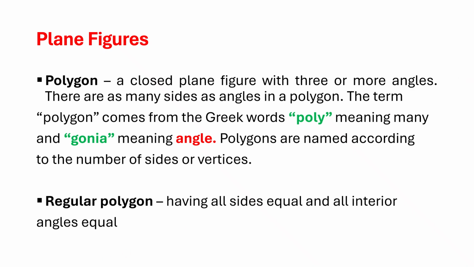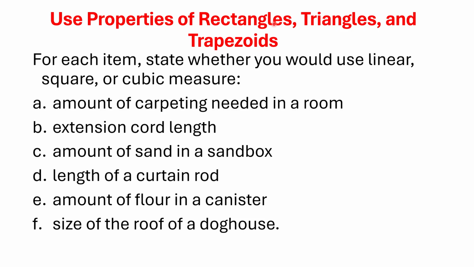Now let's use the properties of rectangles, triangles, and trapezoids. In each of the scenarios here, let us identify and state whether you would use linear, square, or cubic measure. For example, for A, amount of carpeting needed in a room. Is it a linear, square, or cubic measure? And for B, extension cord length. Is it linear, square, or cubic measure?